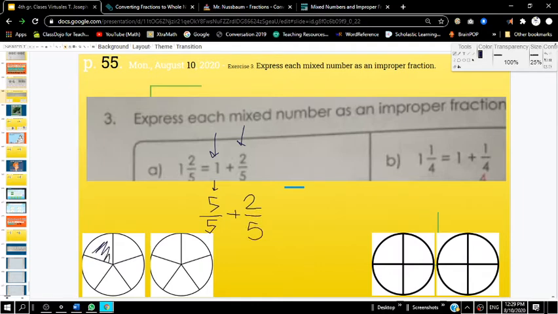5/5 equals 1 because we have 5 equal parts shaded and represented inside of the one whole pizza, for example. Okay? And we can represent 2/5 as well. All we have to do to figure out the answer for our improper fraction is add our whole plus our fraction. So 5 plus 2 equals 7, and our fifths stay the same. Our denominator doesn't change. So our answer is 7/5.